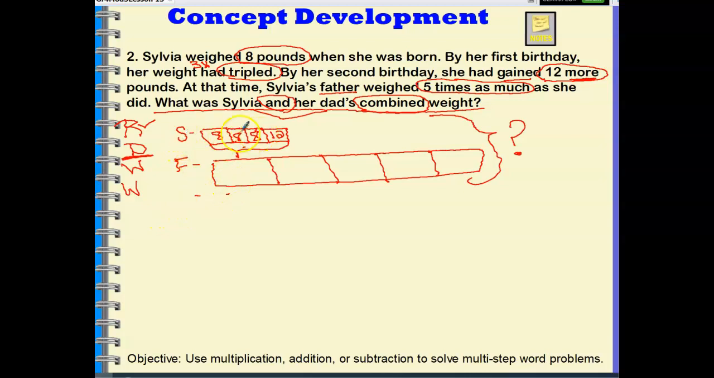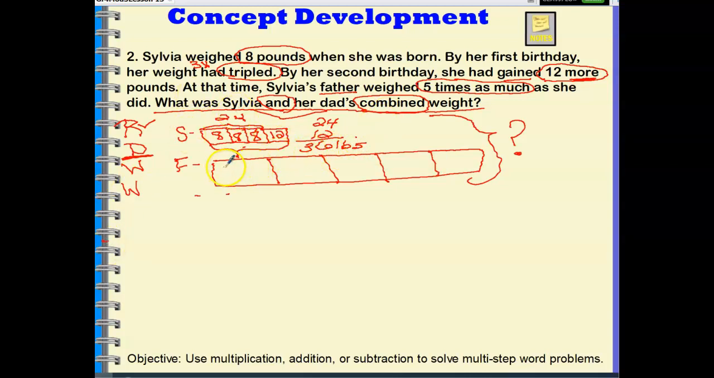All right, so the first thing I want to do is figure out Sylvia's weight. Well, I know that 8 times 3, my triple 8 here, is 24 because I know my multiplication tables. So I'm going to add that 24 pounds to the 12 pounds that Sylvia gained. So 4 plus 2 is 6. 2 tens plus 1 ten is 3 tens. So Sylvia's weight at 2 years old was 36 pounds. And the abbreviation, guys, for pounds is LBS.